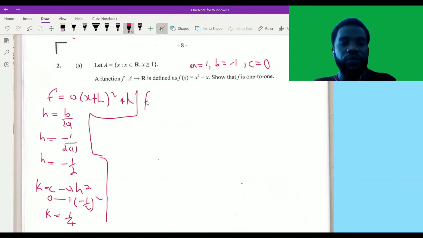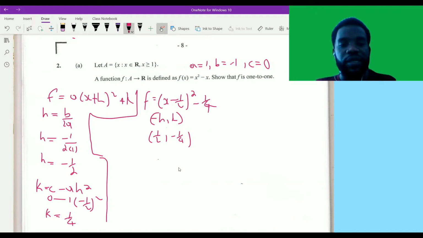Now, f(x) is therefore going to be a, which is 1. We don't need to put a 1 out there. So we're going to have (x − 1/2)² − 1/4. Now, I need to sketch this function. First of all, I need to know where the turning point of this graph is. The turning point is at (−h, k). My h value is −1/2, so it's going to be at +1/2 with my k value, which is −1/4. So we have taken care of that part.